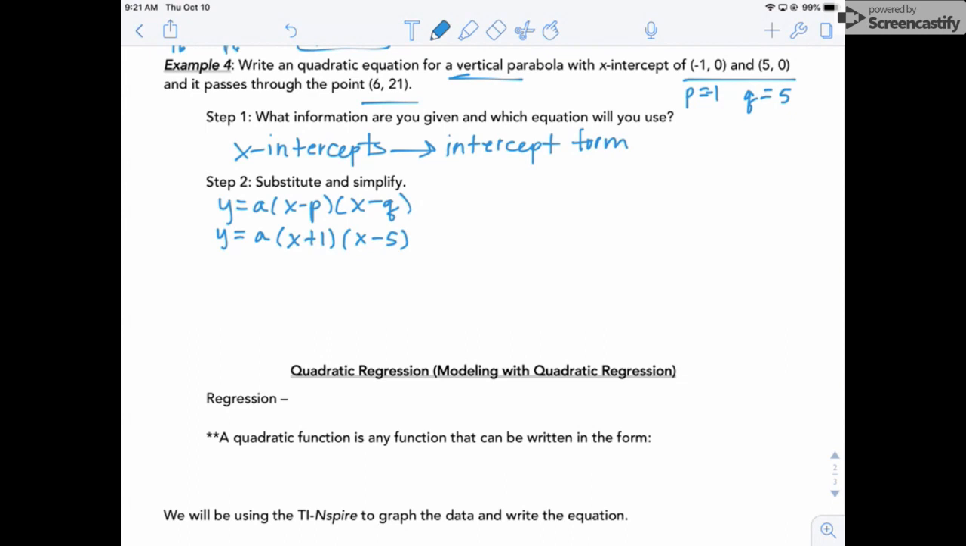Just like we did for the other 2 examples, anytime you're given a point, this should be a key that you're going to have to plug in those 2 values somewhere. If you end up not plugging those in, you're missing a step here. Anytime it gives you a point, it's not just giving it to you for fun. It's giving it to you because you need to use it. So keep that in mind. We don't know our a value this time, so we're going to have to borrow the point (6, 21) to solve for a.